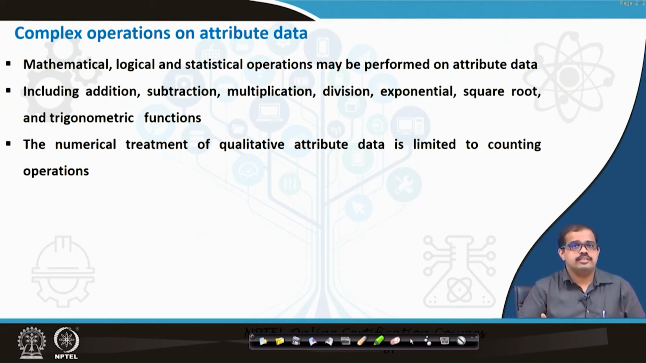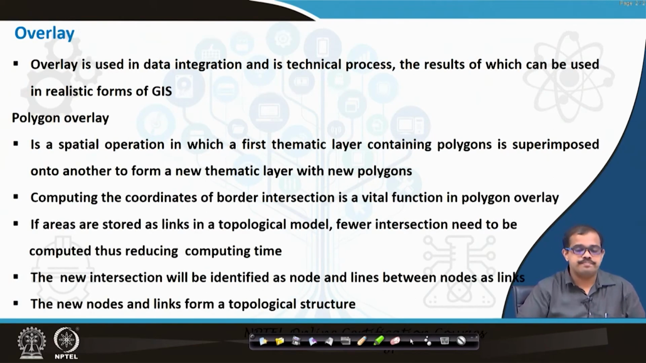So, including addition, subtraction, multiplication, division, exponential analysis, square root, trigonometric functions. Any of these applications can be done, and these are categorized as complex operations. The numerical treatment of qualitative attribute data is limited to only counting operations. So, that is the only limitation in terms of qualitative attribute data.